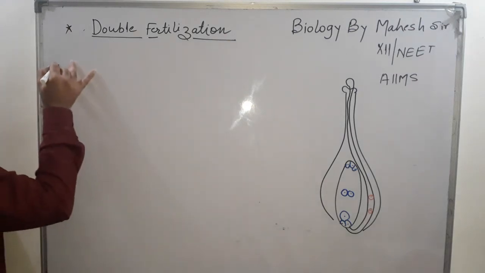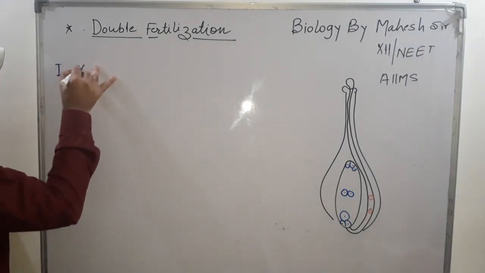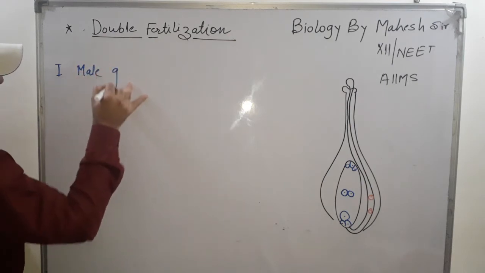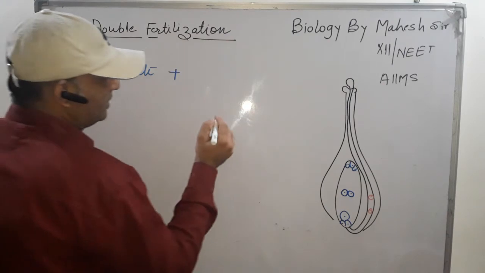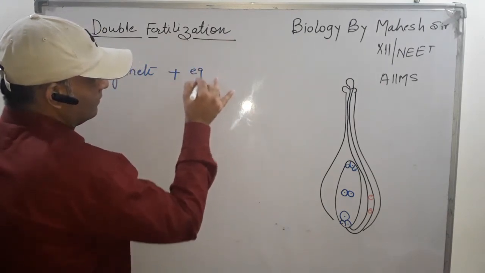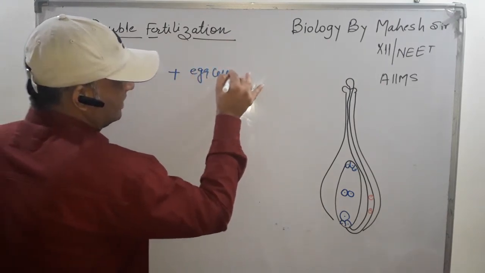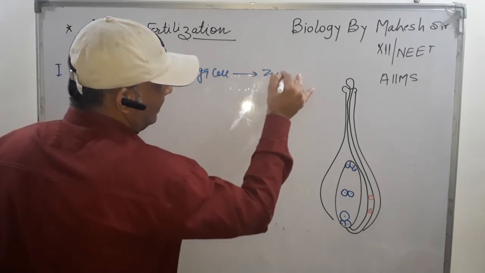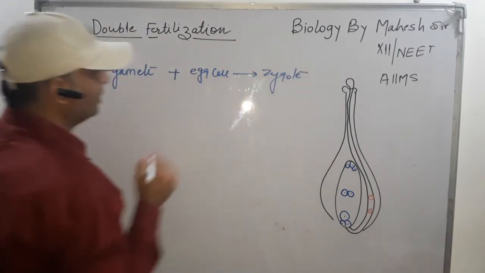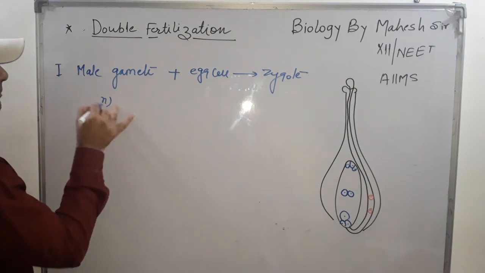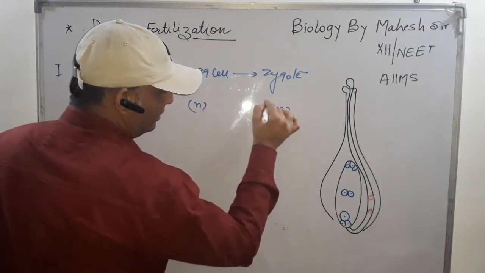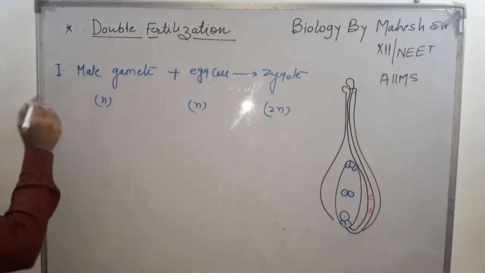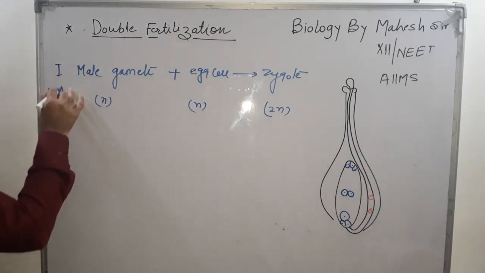So we can take the first male gamete fuse with the egg cell and then produce a zygote. What is the ploidy? Haploid, haploid and then diploid. So it is the first fertilization.